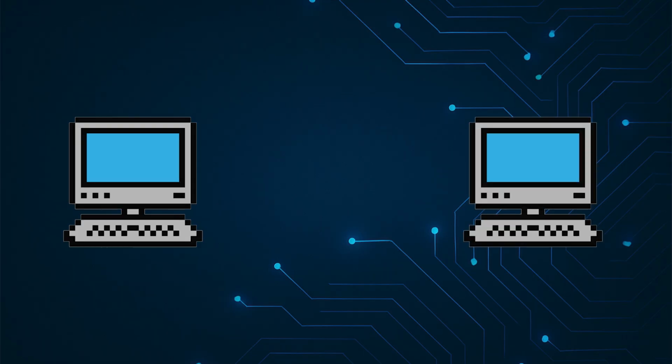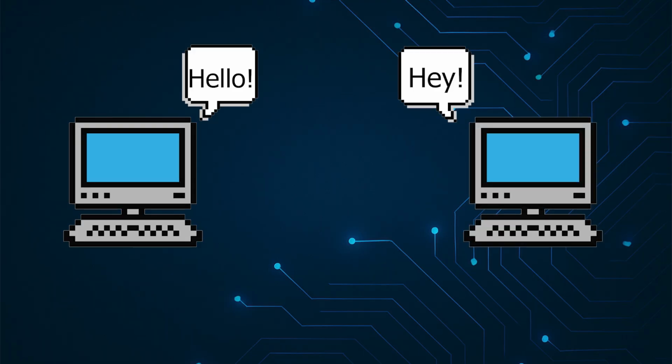Today we're doing a beginner guide to the OSI model. Okay, so we have two computers. One's you, one's your friend, and they both want to talk to each other. But how is that going to be possible? How are we going to do this?